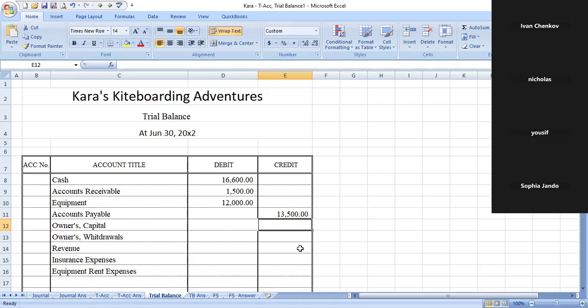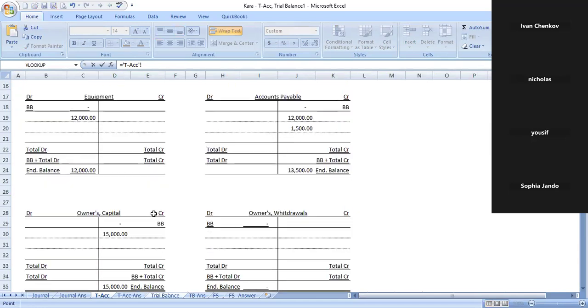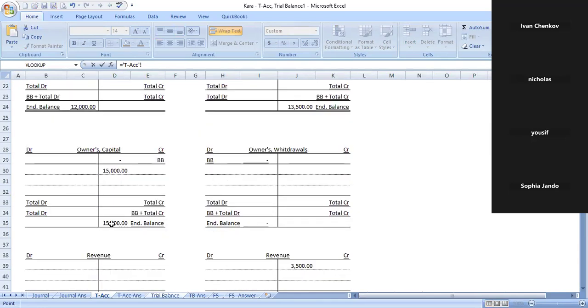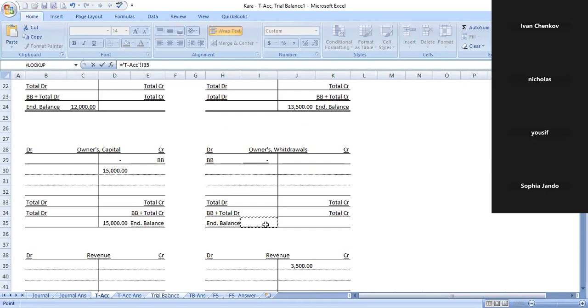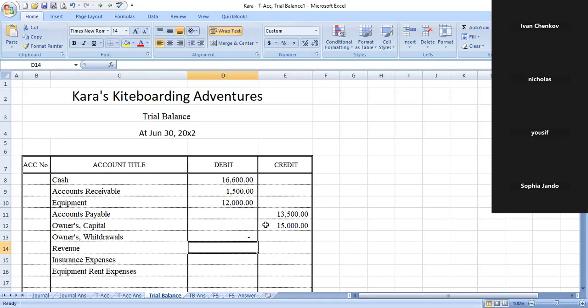Owner's capital is the equity account. So naturally that's going to have credit balance. So we're going to move here, going to find this owner's capital, and we're going to transfer that balance here. Owner's withdrawal account on the opposite side, they're going to have debit balance. So we're going to check on the T account. The owner's withdrawal was zero balance, so we're adding 0.